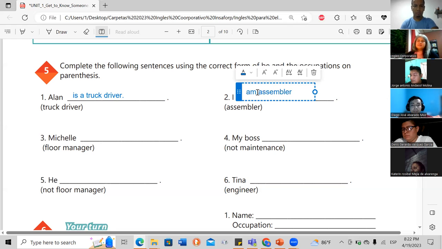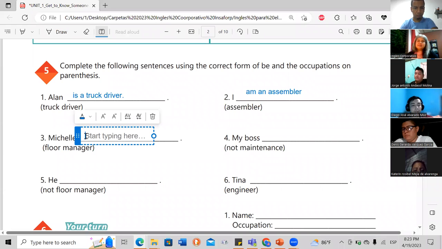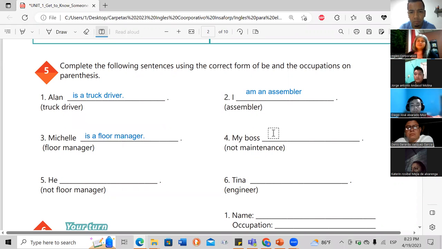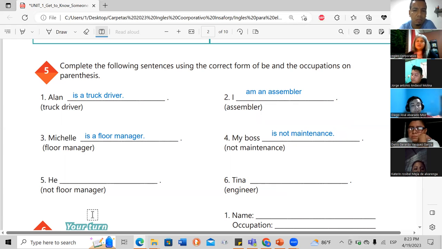I am an assembler. Oh, an sería acá. I am an assembler. Okay, very good. Number three, Michelle. Is a floor manager. That's good. Number four. My boss. It's not my tenants. Maintenance. Okay. Very good. Number five.